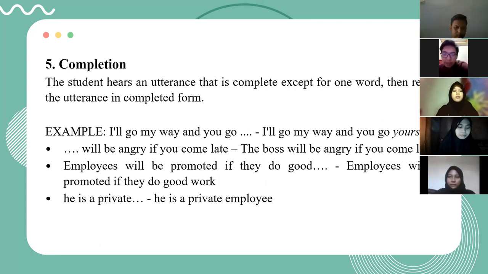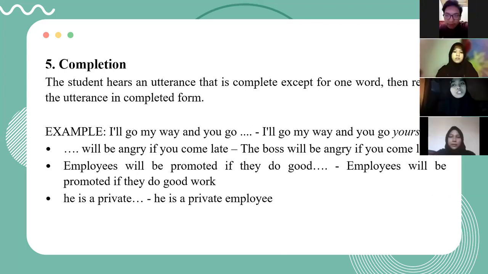We move on to the fifth of our types of learning, completion. Notice that in this sentence, there is a missing part. For example, I'll go my way and you go blah blah blah. You can say I'll go my way and you go yours. Okay. Example number one, blah blah blah, will be angry if you come late. The boss will be angry if you come late.